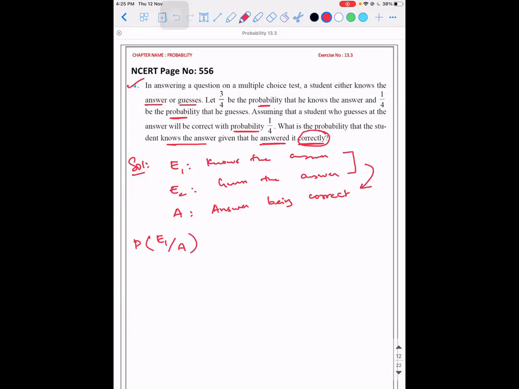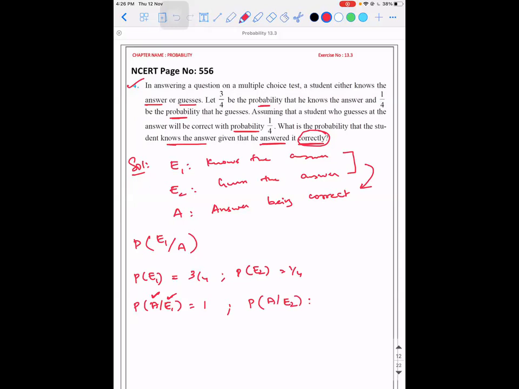Right. So for this we need probability of E1, that is 3 by 4. Probability of E2, that is 1 by 4. Probability of A given E1 is how much? Probability that the student knows the answer and he answered it right. So probability that the answer is right and he knows the answer, how much is it? 1, sir. It is 100%. No, because he knows and it is right. So it is 1. So what is the probability of A given E2?